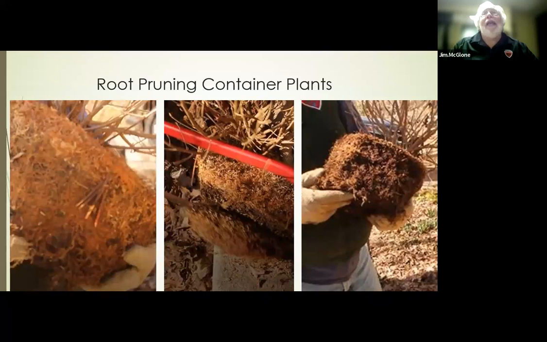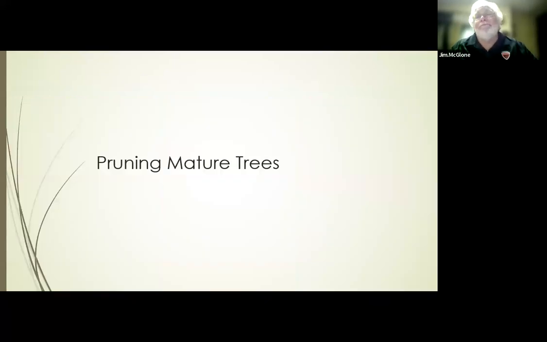Okay. Any questions about root pruning? I know people get horrified by that whole idea of squaring the ball and cutting all those roots off. But as I said, those small roots regrow very quickly, and the tree, or plants, are constantly growing and shedding those fine roots.